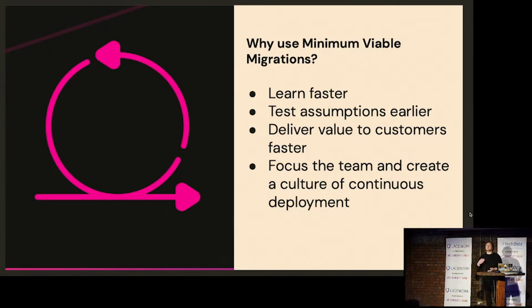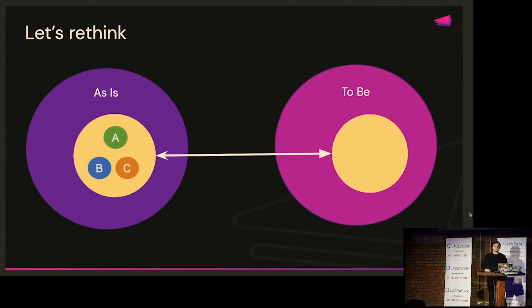We can start to ship some of the benefits of the new technology as we migrate, rather than waiting for after the Big Bang release and then finally reaping the rewards when the world's probably changed quite a lot. So if we rethink our two domains, our as-is and our to-be, and we think of three key features, feature A, feature B, and feature C.